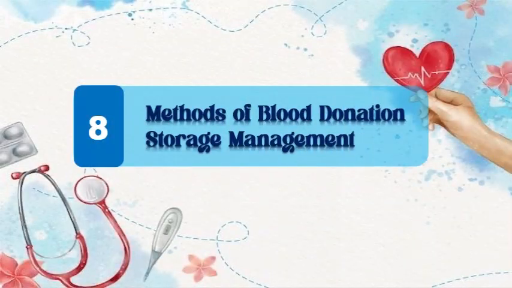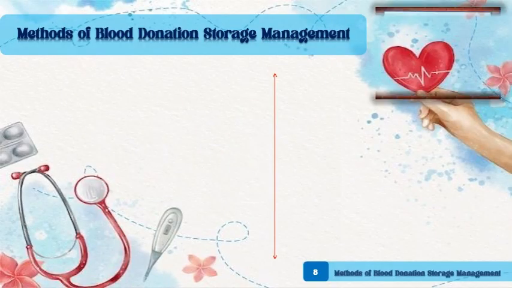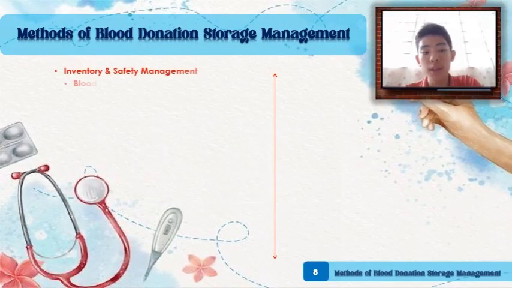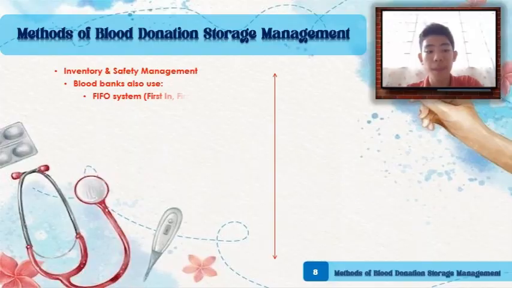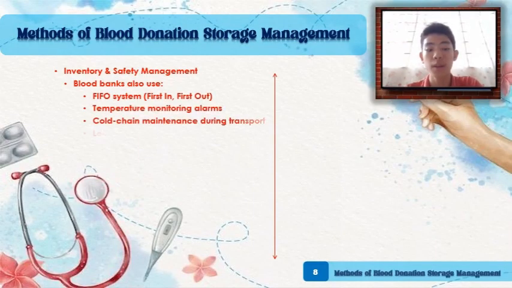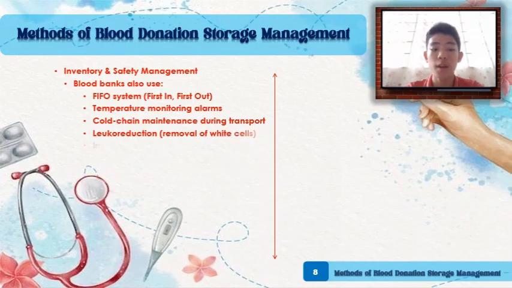8. Methods of blood donation storage management. Inventory and safety management. Blood banks also use the FIFO system, first in, first out. Temperature monitoring alarms. Cold chain maintenance during transport. Leukocyte reduction, removal of white cells. Irradiation for immunocompromised patients.